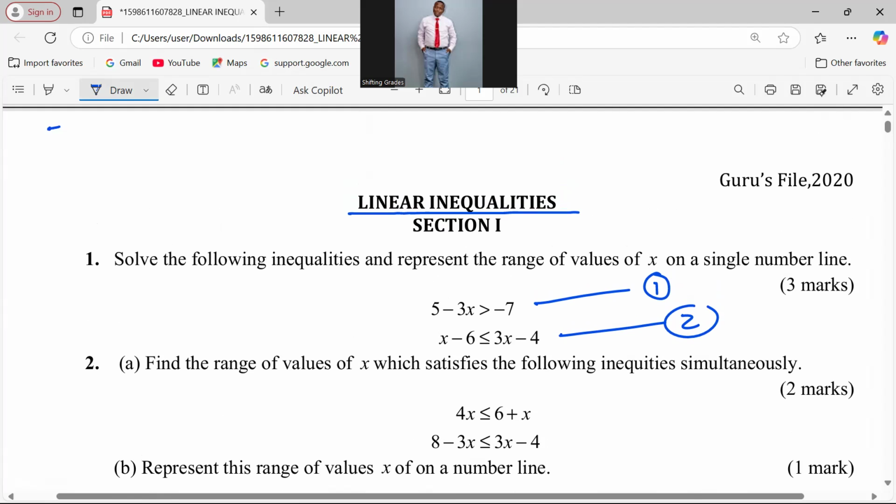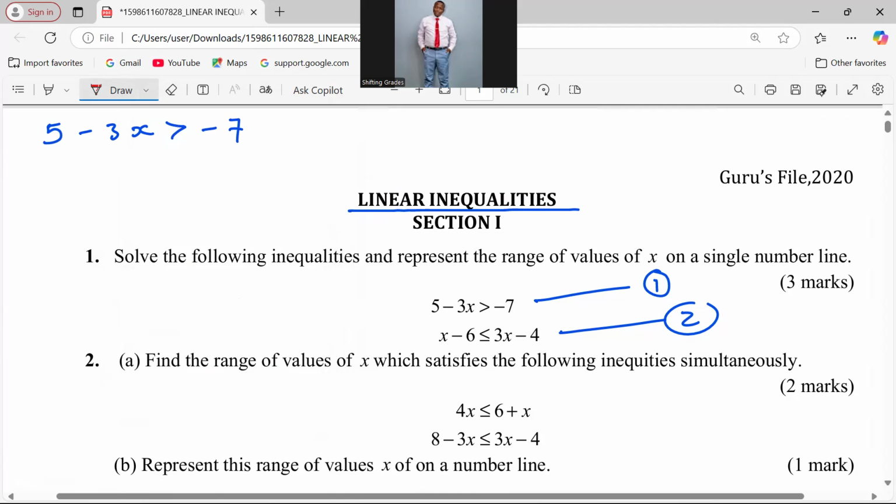So having 5 minus 3x greater than negative 7, this is how we're going to simplify it. The best way to simplify is to first group terms together. Therefore, I will have negative 3x remaining here, then this is greater than negative 7 there, minus 5. Because positive 5 going to the right-hand side will become negative, so it will be negative 12, because negative 7 minus 5 will take us to negative 12.